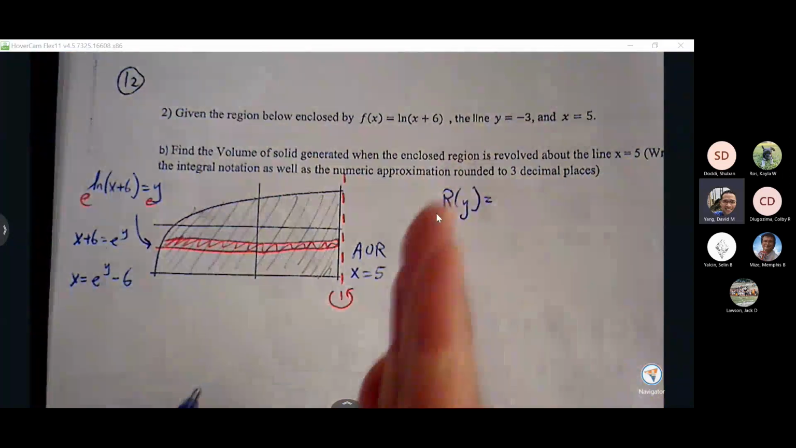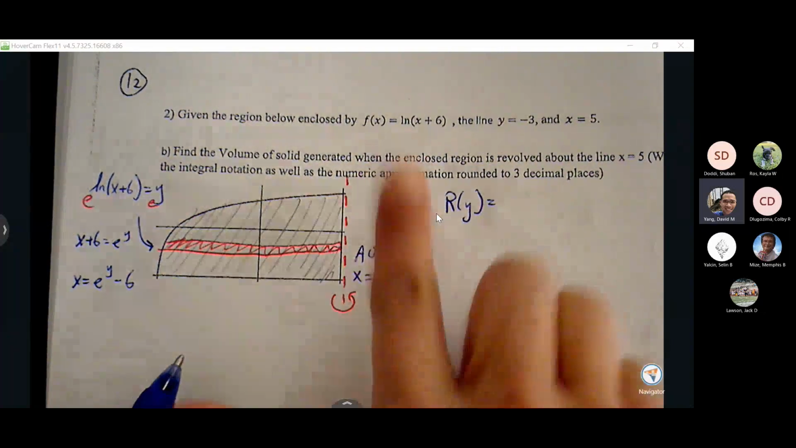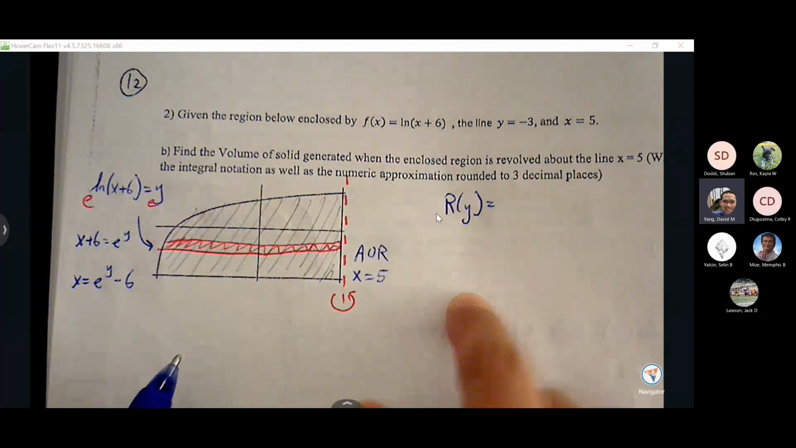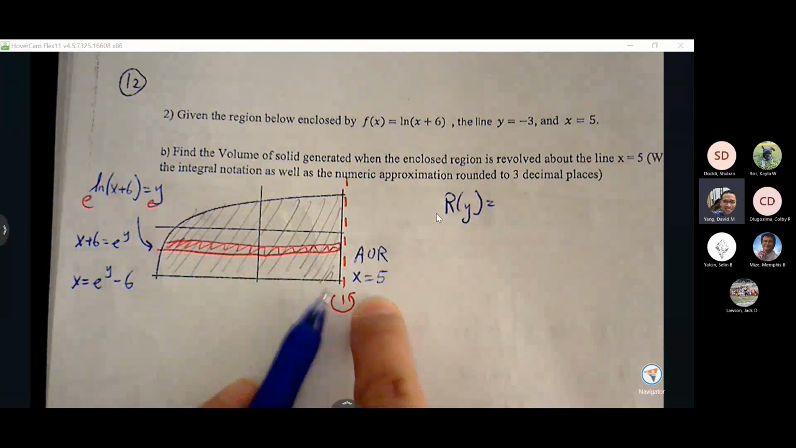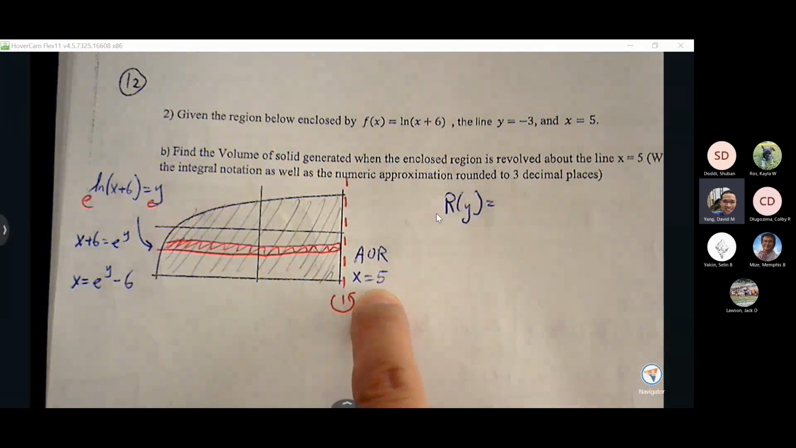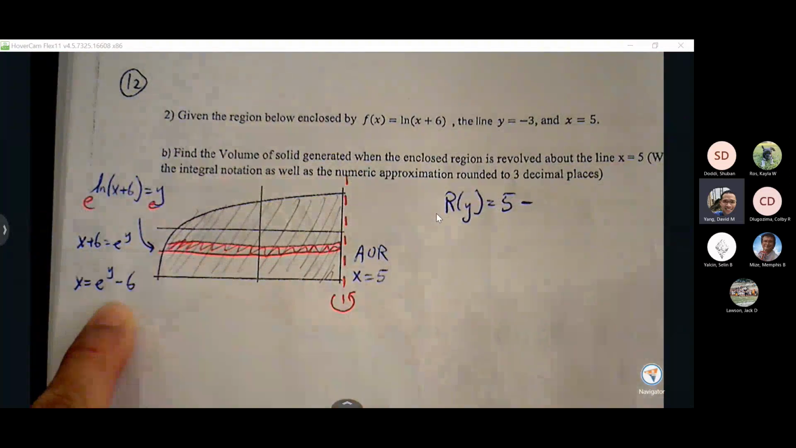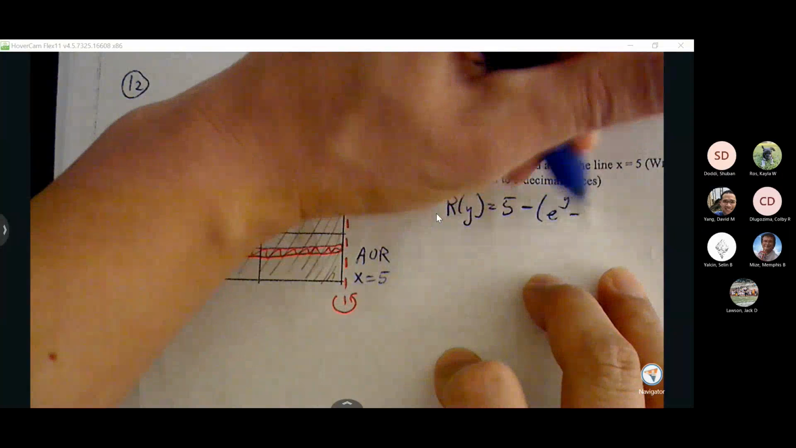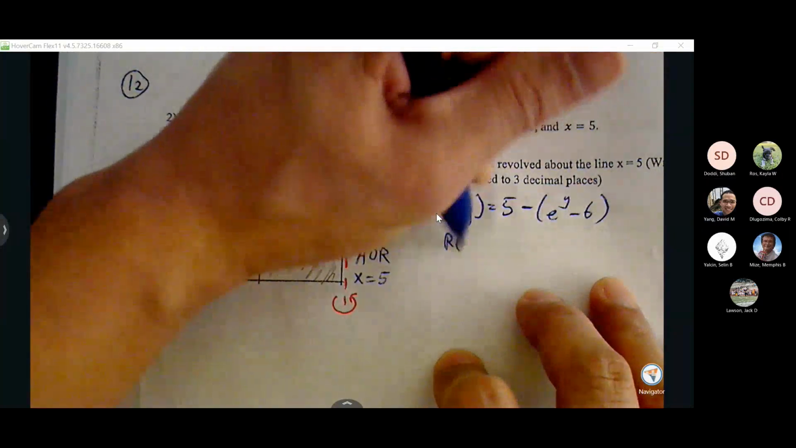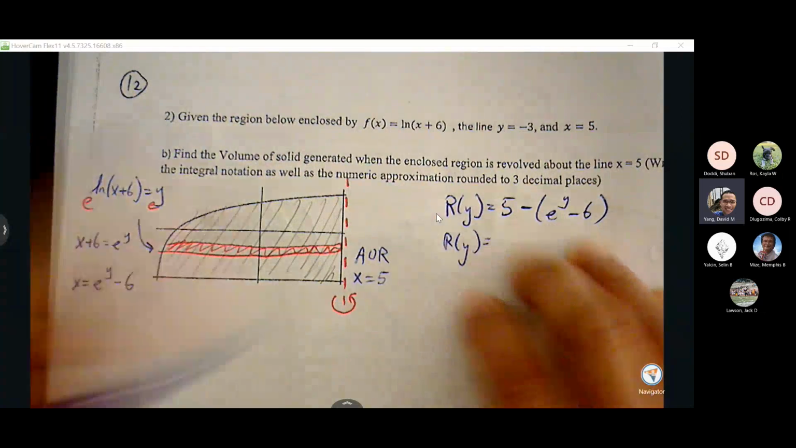All we need is one radius. Again, there's no gap between the axis and the shaded region. It's up against a flat surface. No washer method. All we need is one big radius. Okay. So the right endpoint is sitting at this vertical line, x equals 5. The left endpoint is sitting at the curve, this e to the y minus 6, so minus parentheses e to the y minus 6. Here, I can combine some like terms. If I drop the parentheses, the 5 and 6 can combine.